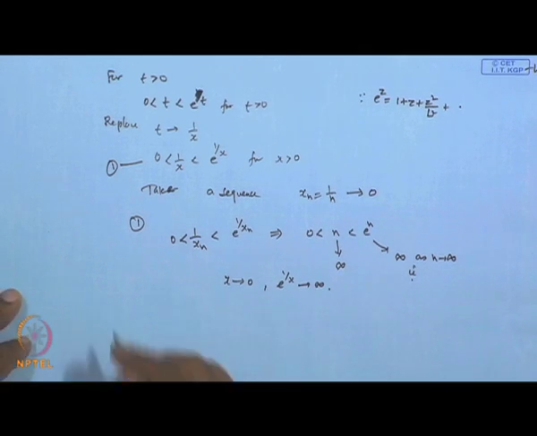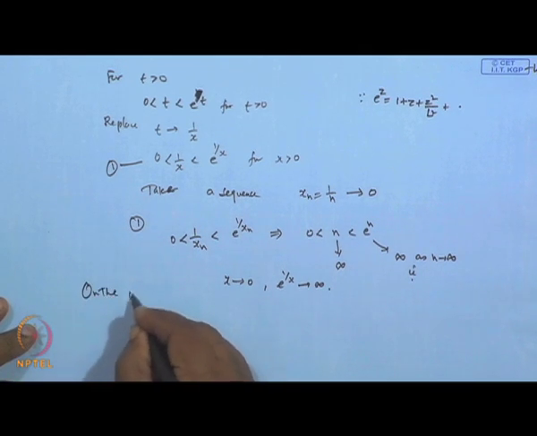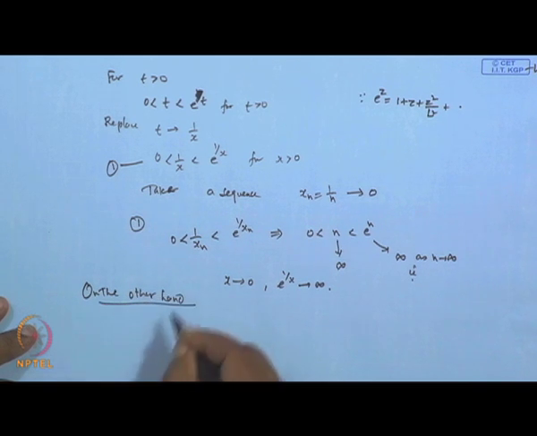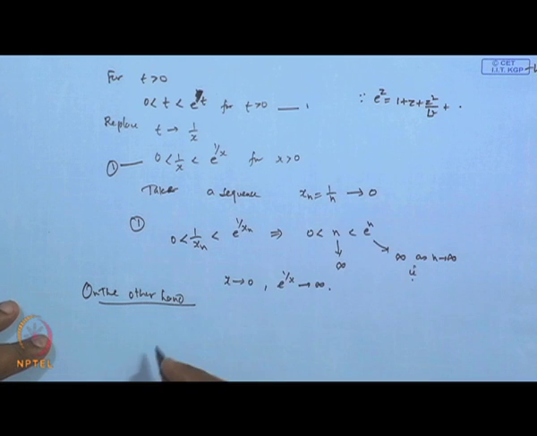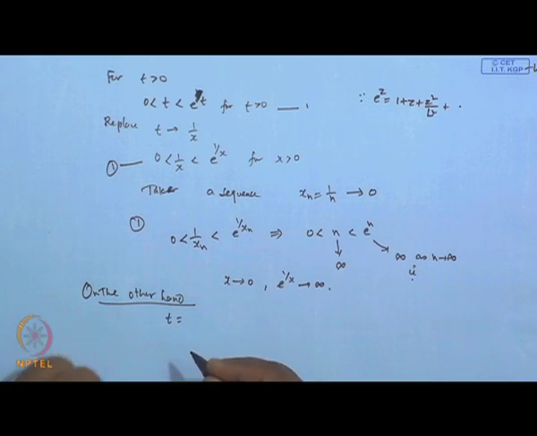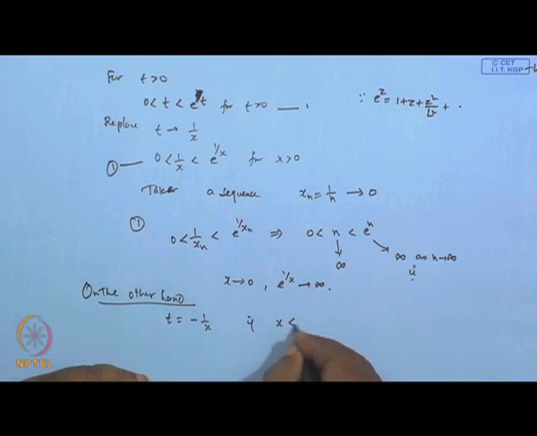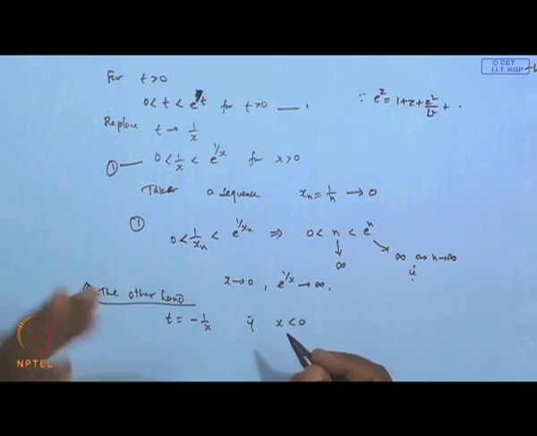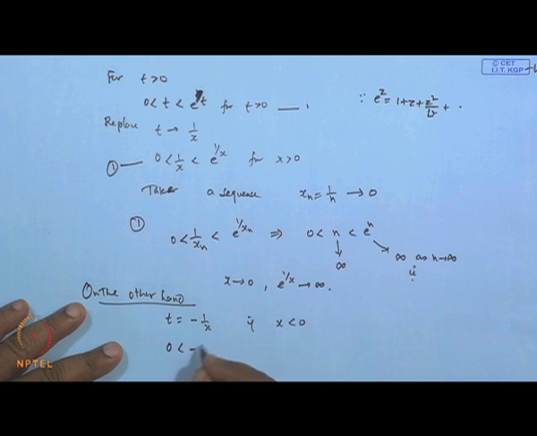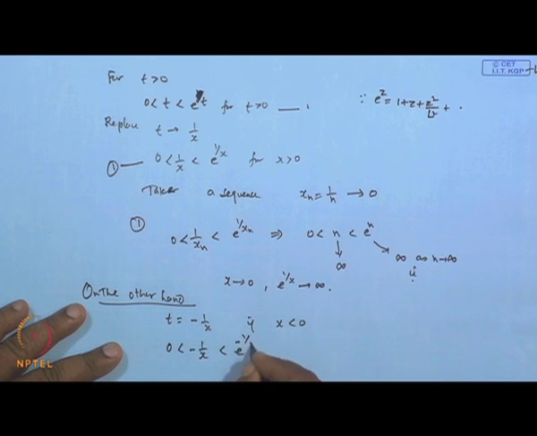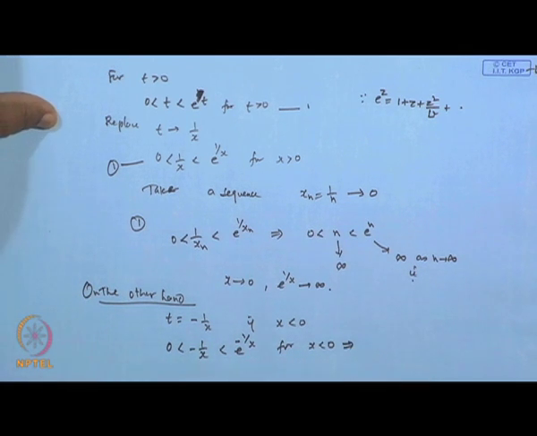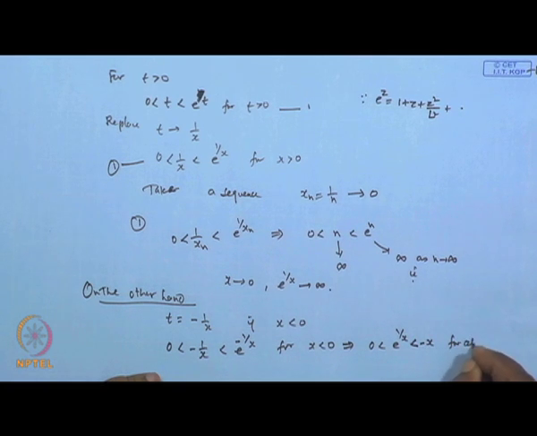Okay. Now, on the other hand, if we replace t by minus 1 by x, where x is negative, then minus 1 by x is of course positive. Then we get 0 less than minus 1 by x less than e to the power minus 1 by x, valid for x negative. Just by manipulation, this gives the result 0 less than e to the power 1 by x, which is less than minus x, for all x negative.